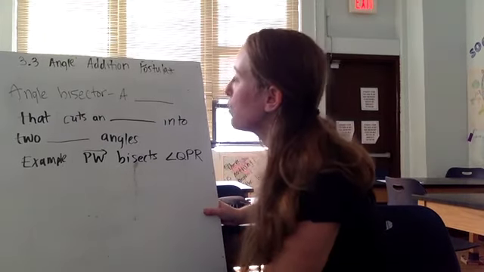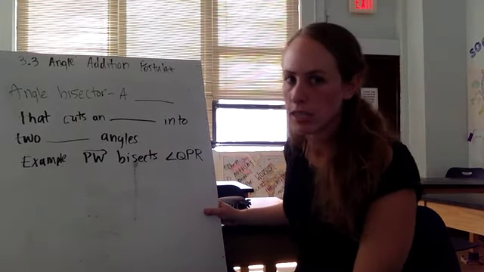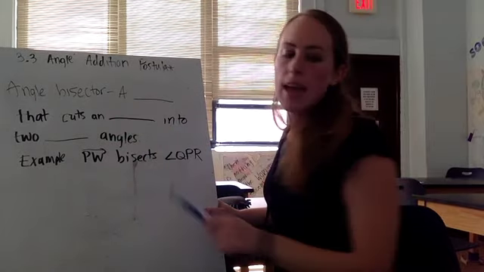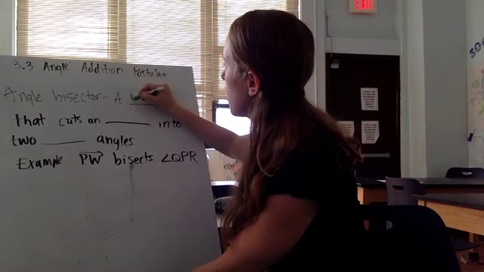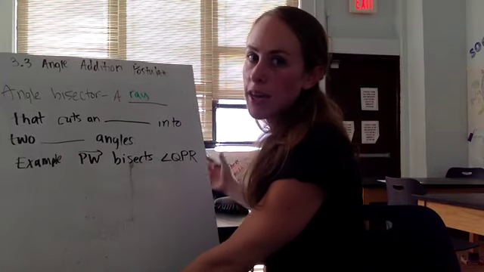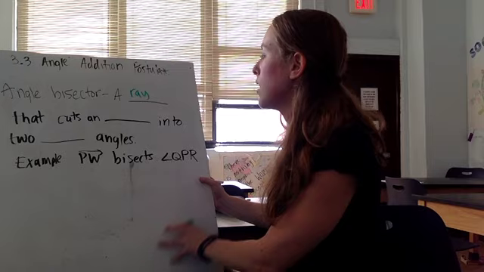All right, so we're going to move on to what an angle bisector is. An angle bisector is a ray. A ray should go in that first blank. A ray. Remember, a ray has one endpoint and one arrow.